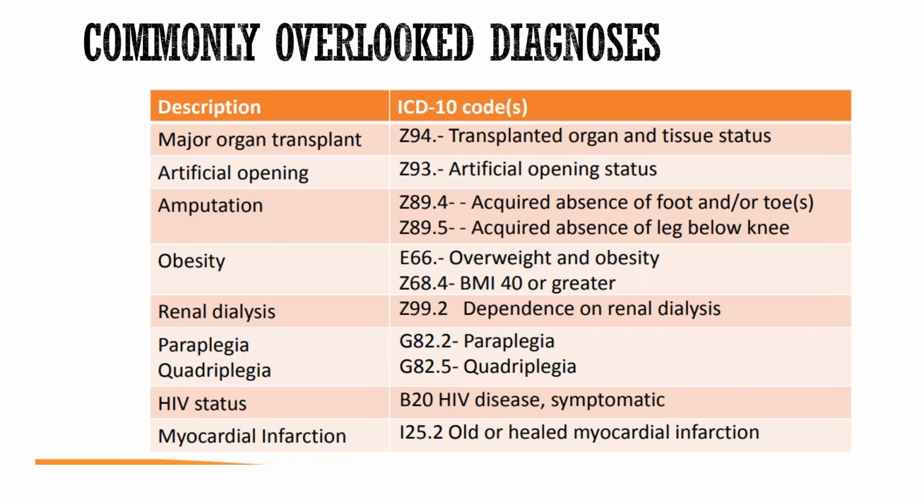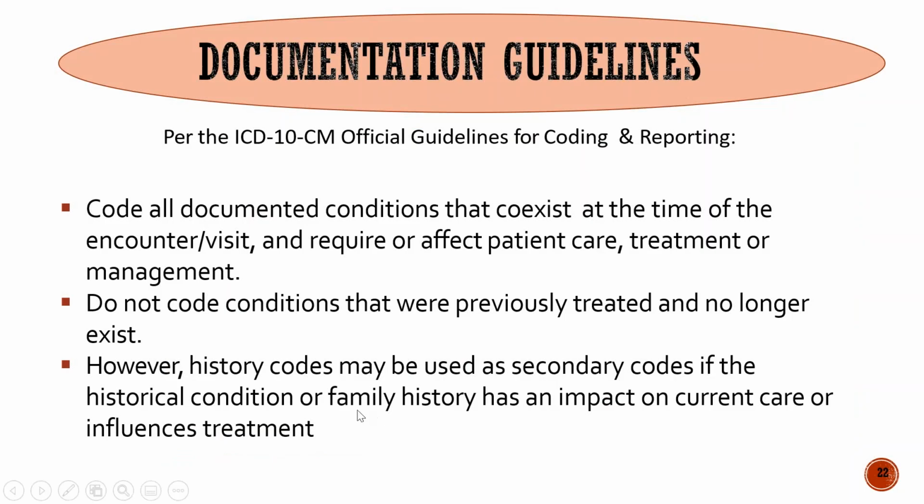So if they have a BMI over 40, or a BMI over 35 with other comorbidities that are caused by the obesity, then let's make sure that we're diagnosing that. Dialysis is missed a lot of times, paraplegia, quadriplegia, HIV status, and an old MI. Again, you would only use this code for the older healed MI if, let's go back to the wording from the previous slide, it has an impact on current care or influences treatment.